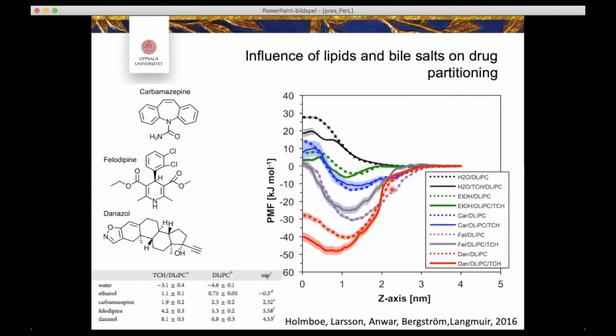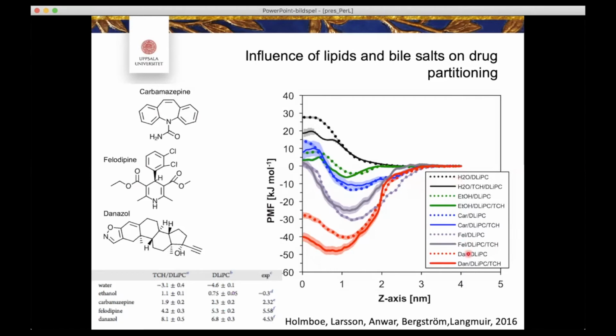This is relevant, of course, because it is through these bilayers, this is a model of the bilayers, that the drugs we are administering orally need to pass in order to reach systemic circulation. So in the final part of this study, we took 3 model compound drugs: carbamazepine, felodipine, and danazol. And we investigated, again, the free energy of insertion for these drugs. We also included water and ethanol in this study for comparison.